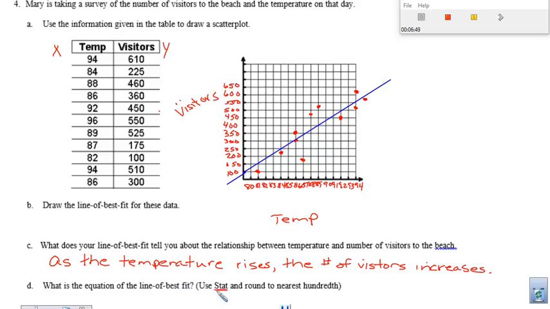And then to find the equation of the line of best fit, you're going to use the stat edit, okay? So take a minute and figure that out, and then come back and see if you get the right answer on your calculator.